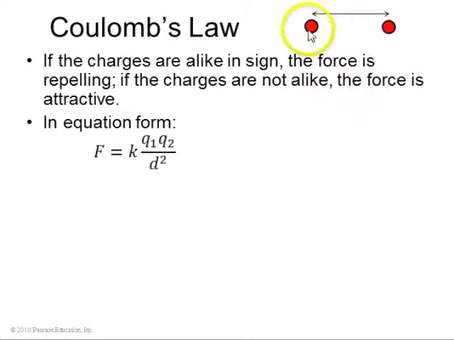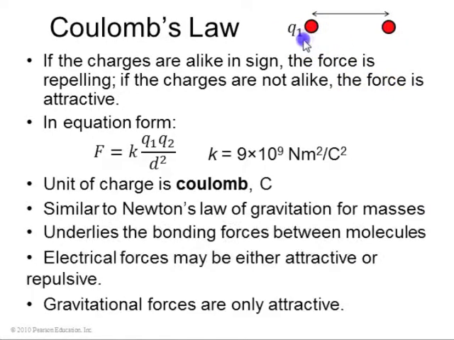So here we have two particles, and they have charges Q1 and Q2, and they're separated by some distance d. If these charges are alike in sign, there will be a repulsive force between them. If they're opposite in sign, there'll be an attractive force between them. And the size of this force is given by Coulomb's law. So here it is. F equals K times Q1 times Q2 divided by d squared, where K is Coulomb's constant, 9 billion newtons times meters squared per Coulomb squared, where Coulomb is the SI unit of charge, and d is, like I said again, the distance between them in meters.